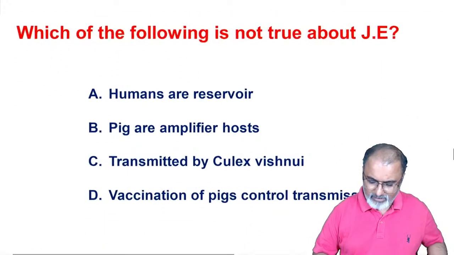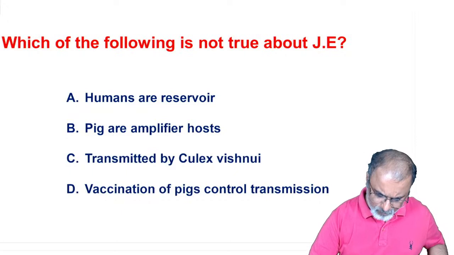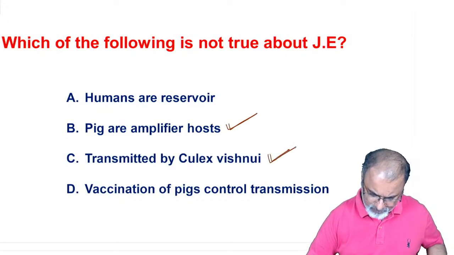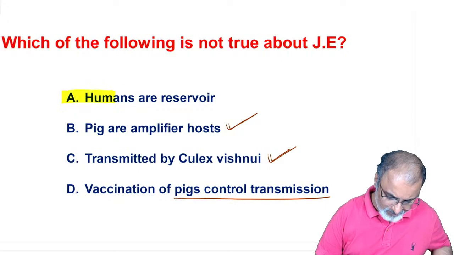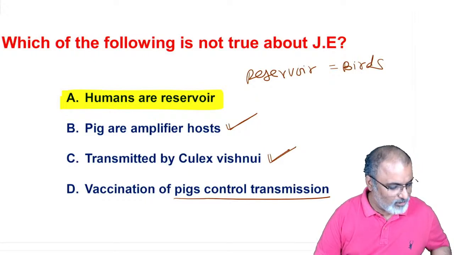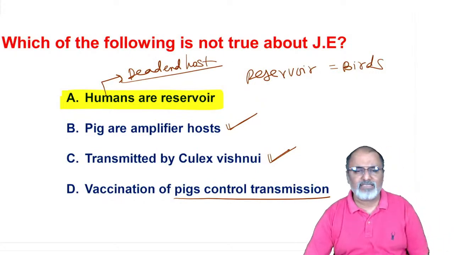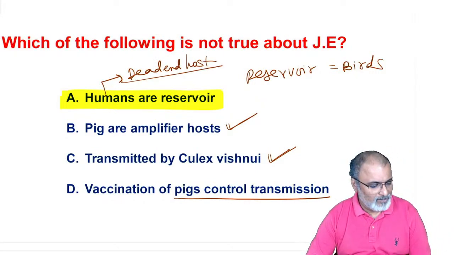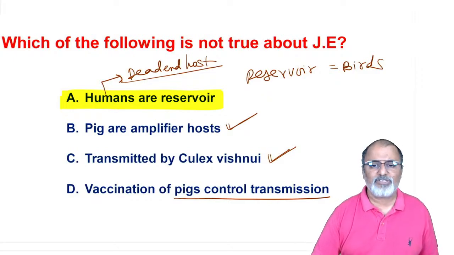Which of the following is not true about Japanese encephalitis? Pig is the amplifier host, correct? Transmitted by Culex mosquito. Vaccination of pig can control the transmission because they are amplifier host. And human being the reservoir is the wrong statement. Reservoir is birds. Human is the dead end host. Fantastic, Swaraj. Human is the accidental as well as dead end host. No human to human or human to mosquito transmission.